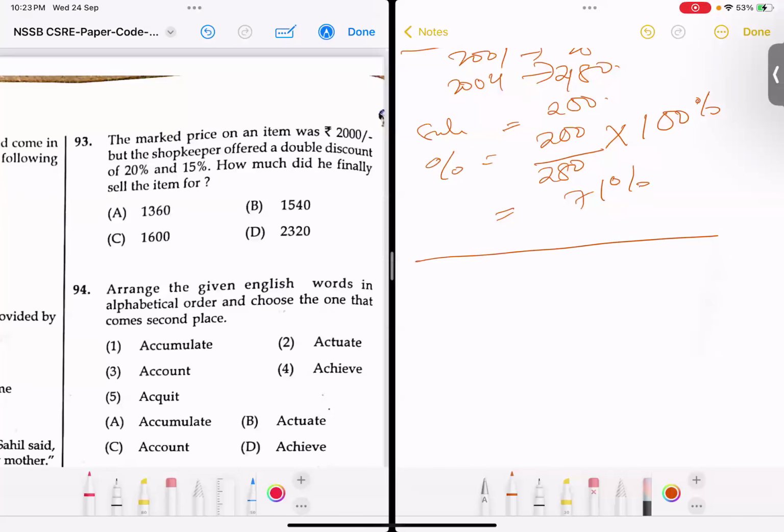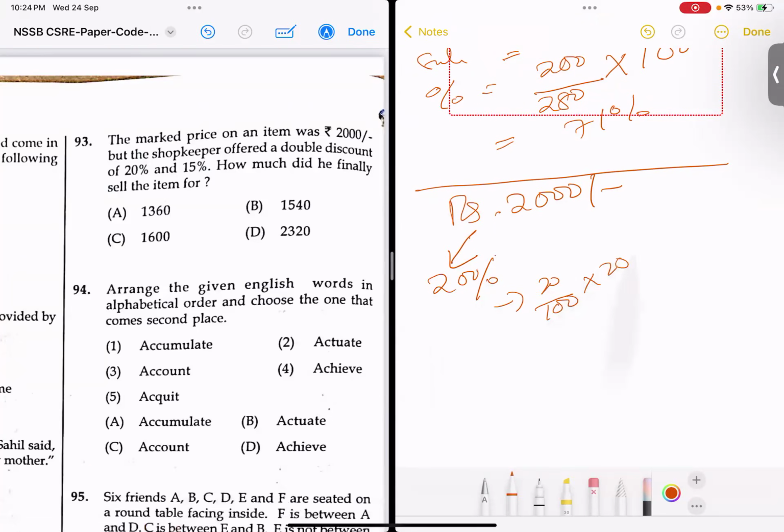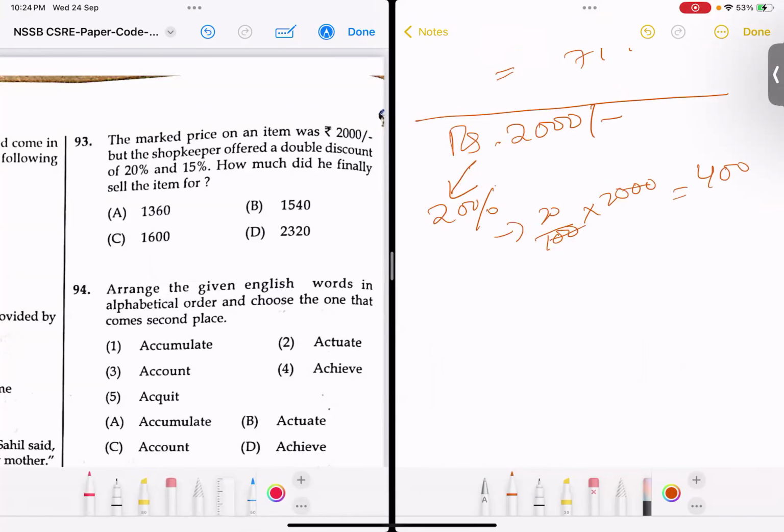Now, here the mark price of an item is 2,000, but the shopkeeper offered a double discount of 20% and 15%. How much did he finally sell it for? Now, actually the product was marked as rupees 2,000. Now he offered a 20% discount, right? Which means, what is the discount? 400, right? So they offered a first discount of 400.